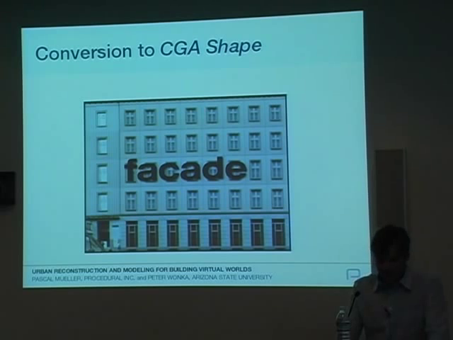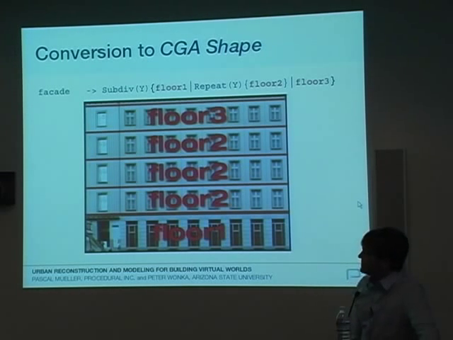Helps to make it stable. So now, the cool thing is that after we have found this representation, we can go back to the rule set. So we can convert the found model into a rule set. So what you see here is the shape facade, which now is going to be replaced by a subdivision into floors.